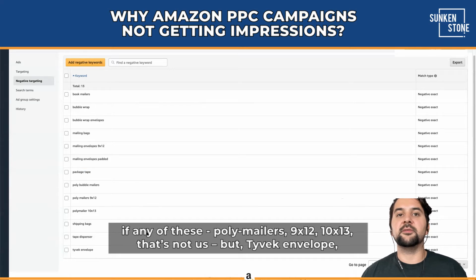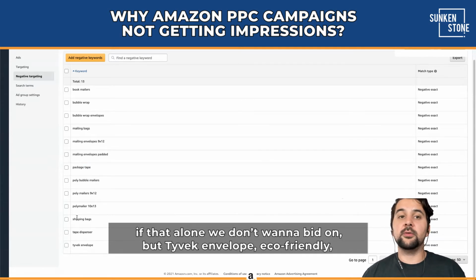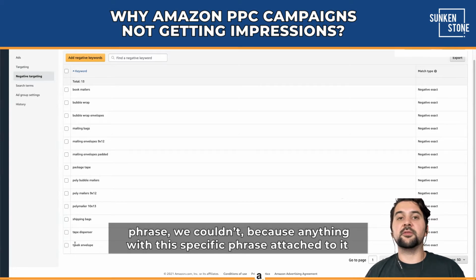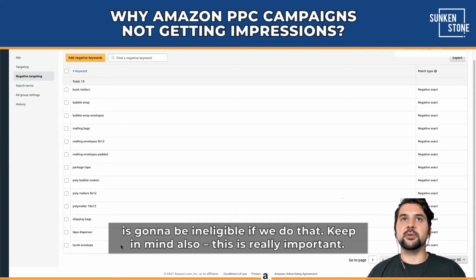But Tyvek envelope, if that alone we don't want to bid on, but Tyvek envelope eco-friendly is a keyword that we like and we want to bid on. If this was set to negative phrase, we couldn't, because anything with this specific phrase attached to it is going to be ineligible if we do that.